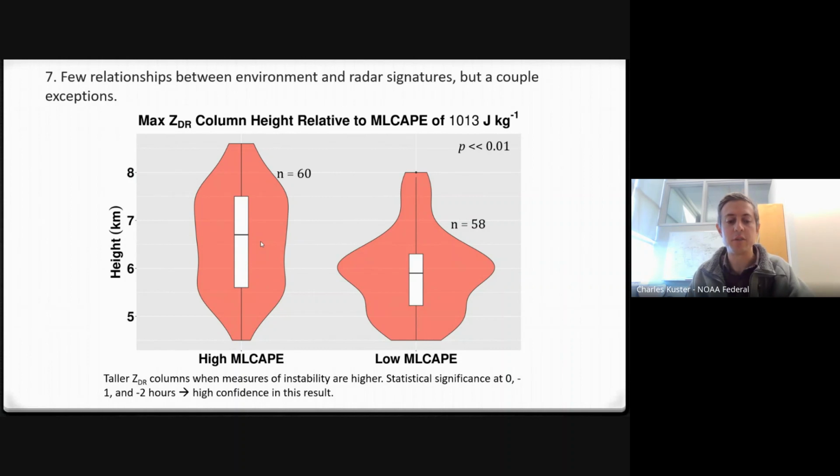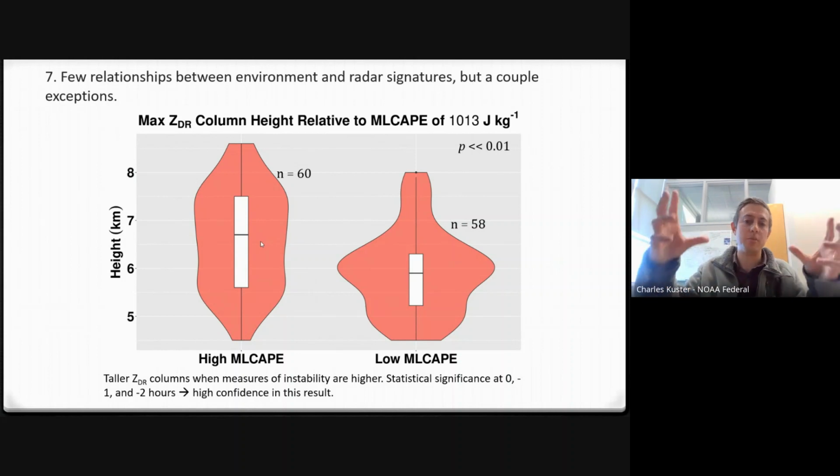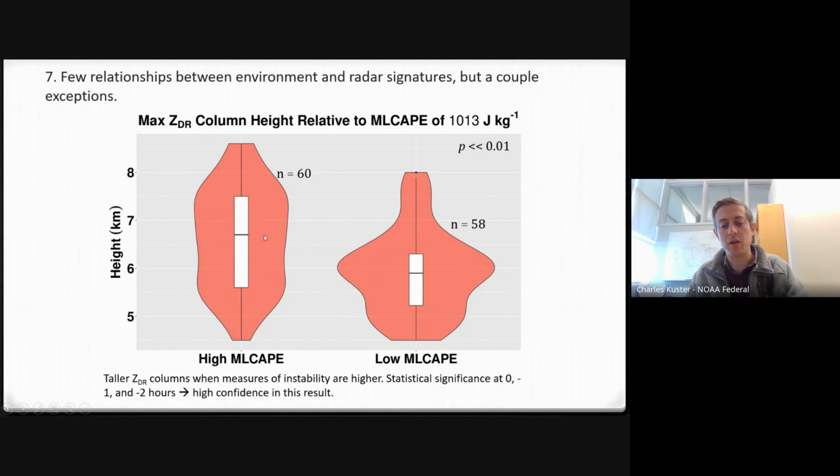But a couple of exceptions. I think this one's not super surprising, but we saw taller, stronger ZDR columns where there was stronger instability. In general, with stronger instability, you'd expect a stronger updraft and therefore a stronger, taller ZDR column. You can see this violin plot is just breaking it down based on the median of ML CAPE, which was 1,013 joules per kilogram. If we had an environment where the ML CAPE was above the median, the ZDR columns tended to be taller than in environments down here where the ML CAPE was below the median. And these were statistically significant differences once again.